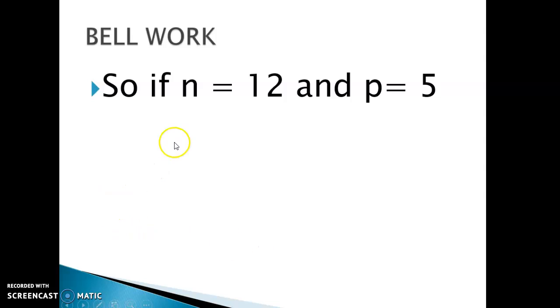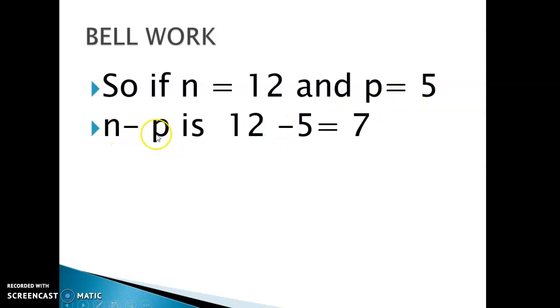Next, let's practice some questions. Okay, so if N equals 12 and P equals 5, what is N minus P? So we put N as 12, we write in 12, minus, we write the sign minus, 5, P is 5, equals 12 minus 5 equals 7.